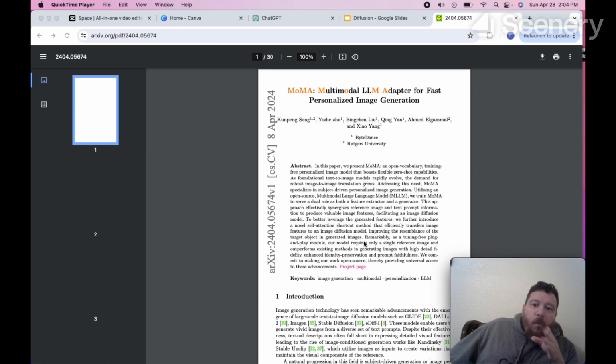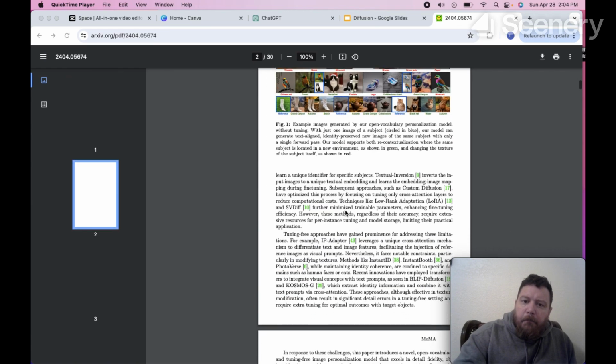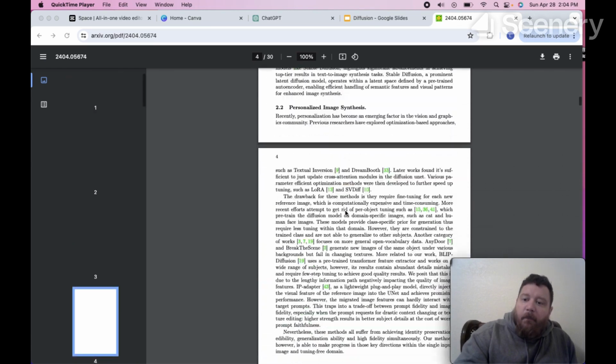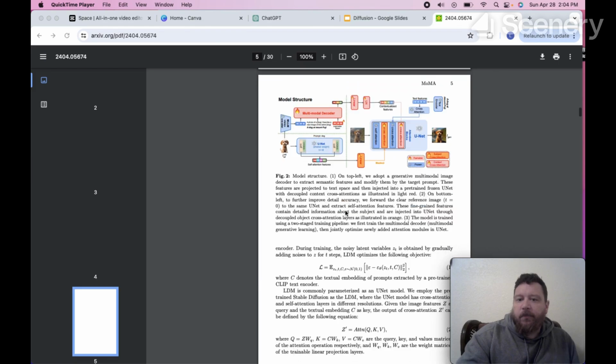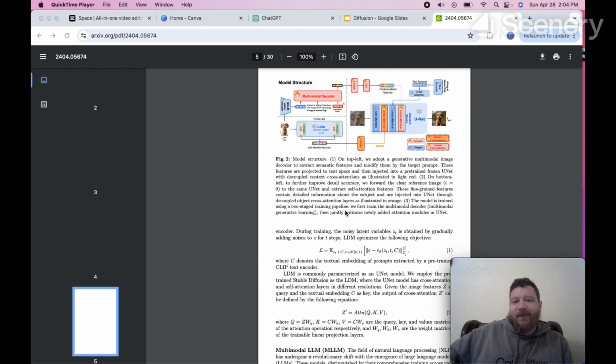And so what we're looking at here is a paper called MoMA, Multimodal LLM Adapter for Fast Personalized Image Generation. This is a brand new methodology put out by ByteDance and Rutgers University. It came out earlier this month. The big breakthrough, and why I'm talking about this paper in this particular video, is the advancement and enhancement that they've done. They have figured out a way to join these two things together.